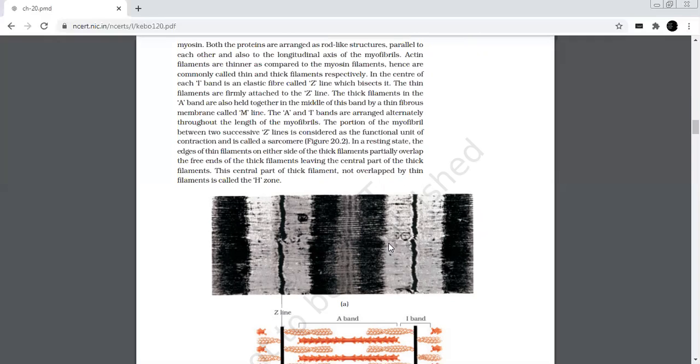The part of myofibril between two successive Z-lines is called a sarcomere. A sarcomere consists of an A band and half of its adjacent I band. A thin fibrous membrane called M line, present in the middle of the A band, holds the thick filaments together. The A and I bands are arranged alternately throughout the length of the myofibril.